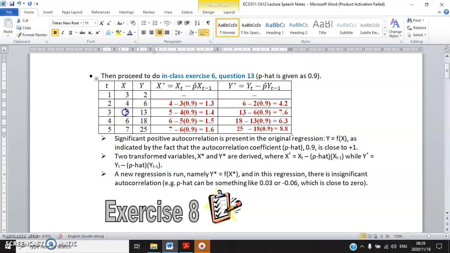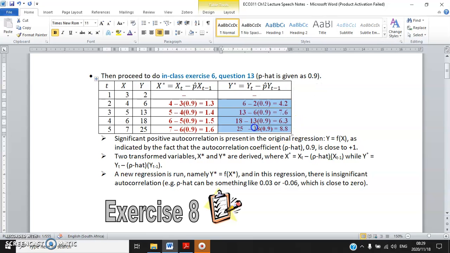One more, x at time t, which is 5, minus x at the previous period, 4, times autocorrelation coefficient 0.9. This is why I get 1.4. And then a similar explanation applies for the y asterisk, the transform y, which is equal to y at time t, let's say 6 here, minus y in the previous period, which is 2, times the autocorrelation coefficient 0.9. This is why you get 4.2 here.